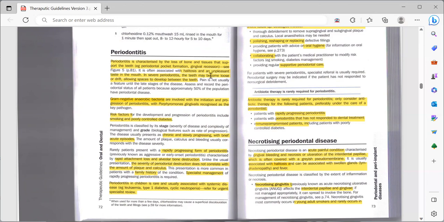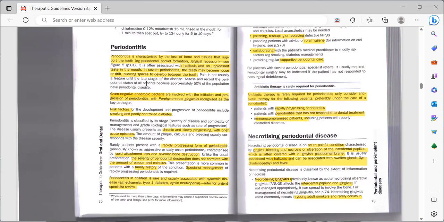In severe periodontitis, the tooth would be wobbly, allowing space to develop between the teeth, and there would be much space and the tooth would be wobbly. So for gingivitis, there were only signs like the patient complaining about bleeding gums, and in periodontitis the patient can complain about bad taste, bad smell, and wobbly teeth. Pain is not usually a feature until a late stage of the disease.